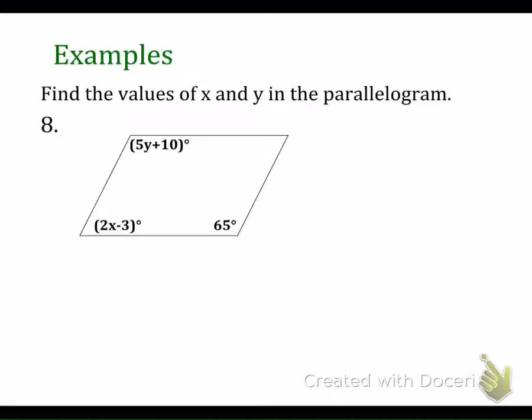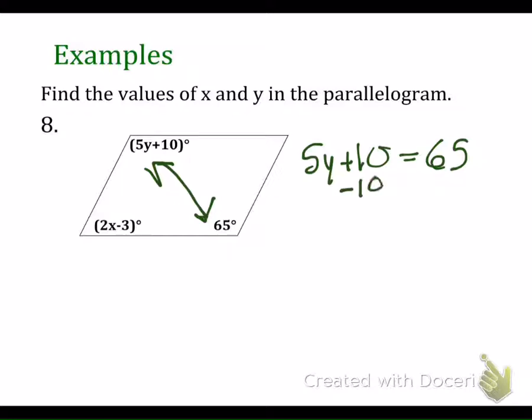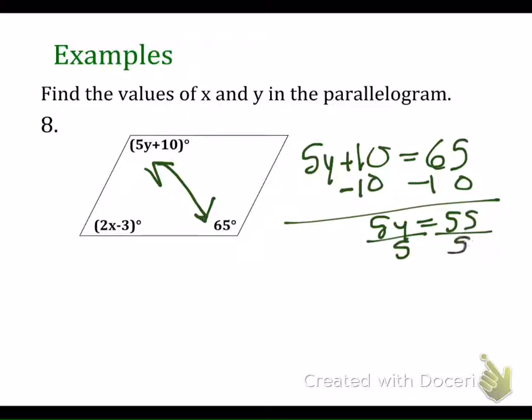Okay, so we know that these angles are going to be equal to each other. Opposite angles are equal. So 5y plus 10 is equal to 65. Subtract the 10. 5y is equal to 55. Y is equal to 11.